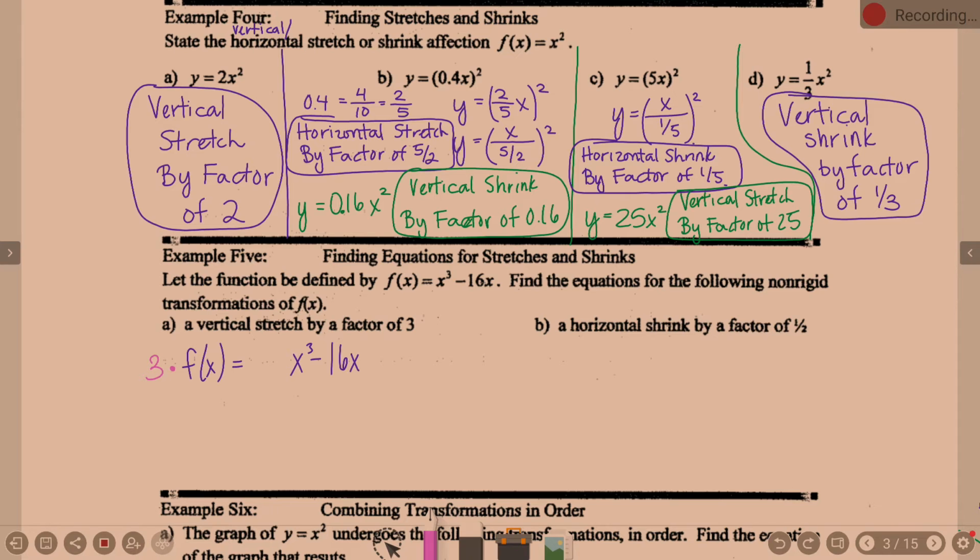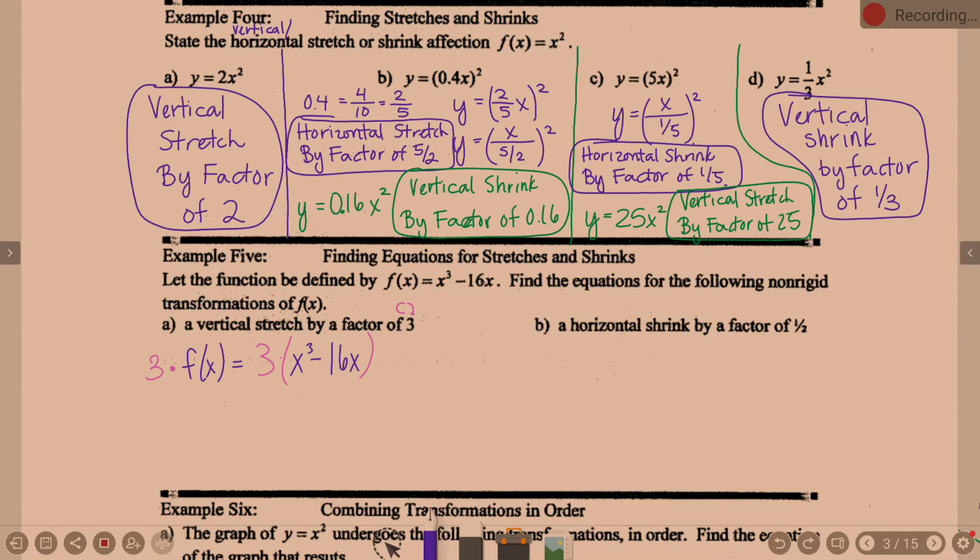Now, if we look on the front page, it's C in this book, C times f of x. So my C value is 3 here. So I'm going to do 3 times f of x. Well, f of x is x cubed minus 16x, so we're going to do 3 times f of x.